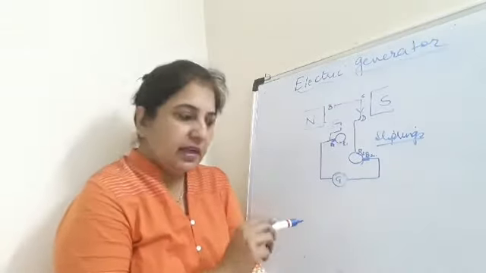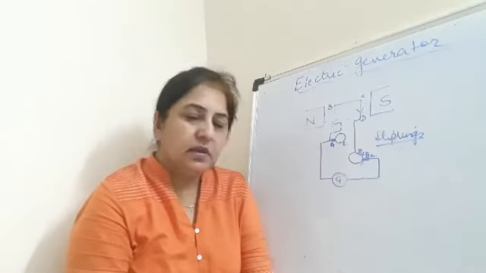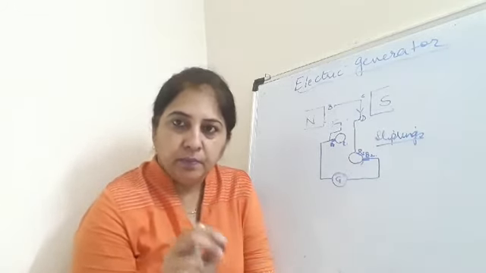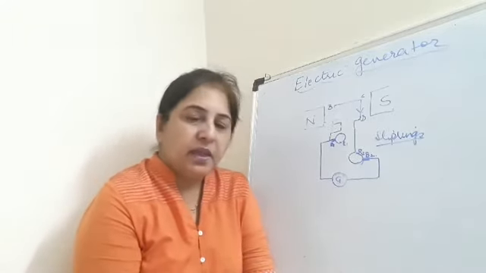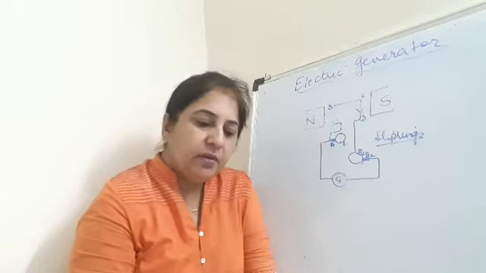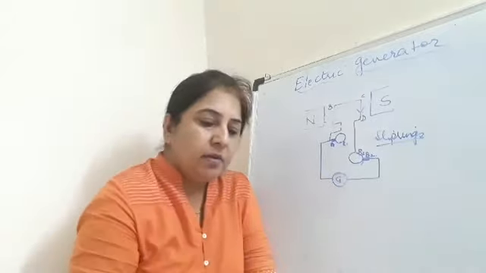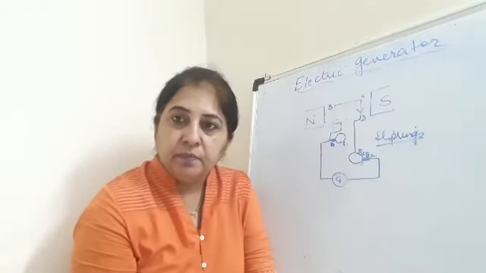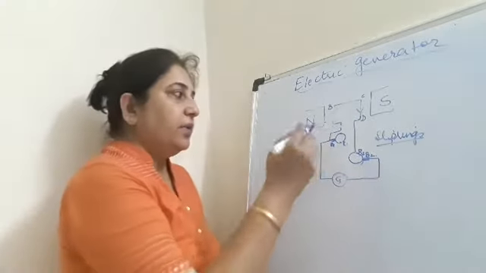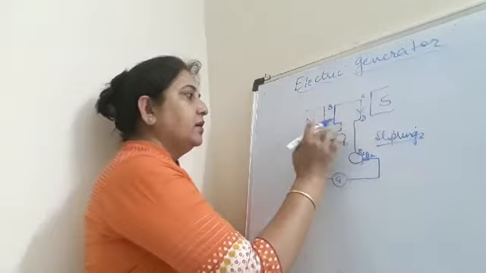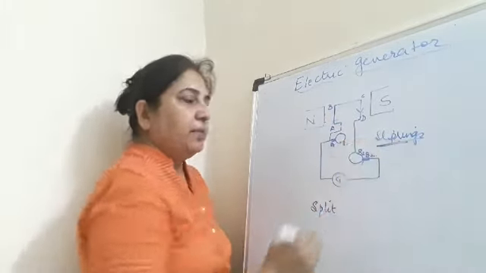When you see this diagram, you may remember that the construction is similar to the electric motor. The parts are almost similar, but there is only one difference. In the electric motor there were two split rings, meaning half rings, but here we have two complete rings, and we name them slip rings. In the previous one we had named them split rings, and this is a slip ring.